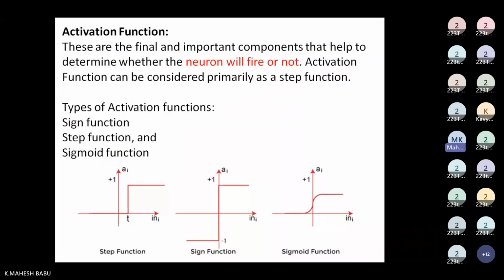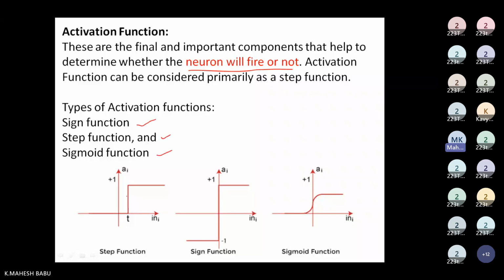And the next important function here is the activation function. There are certain important components that help to determine whether the neuron will fire or not. Whether the neuron is going to fire, be executed, or give a value or not is going to be decided with the support of this activation function. Usually these functions are generally of three different types: sine function, step function, and sigmoid function.